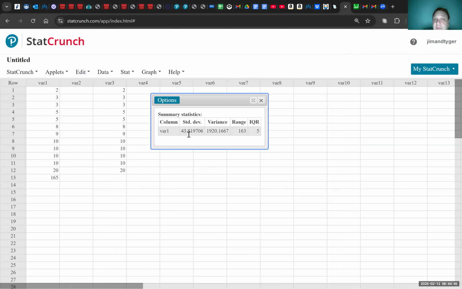It's going to be very big because 43.8 whatever squared is 1,920. The range we already knew was 163, biggest minus smallest. And the IQR turns out to be 5. Again, I'll show you why that is later in this lecture.